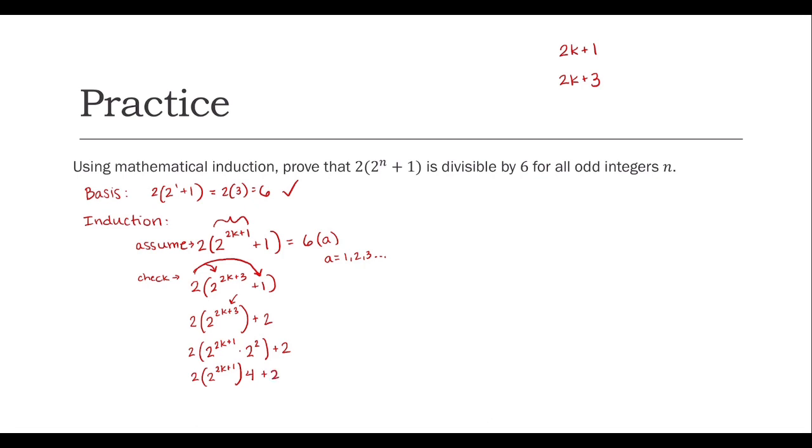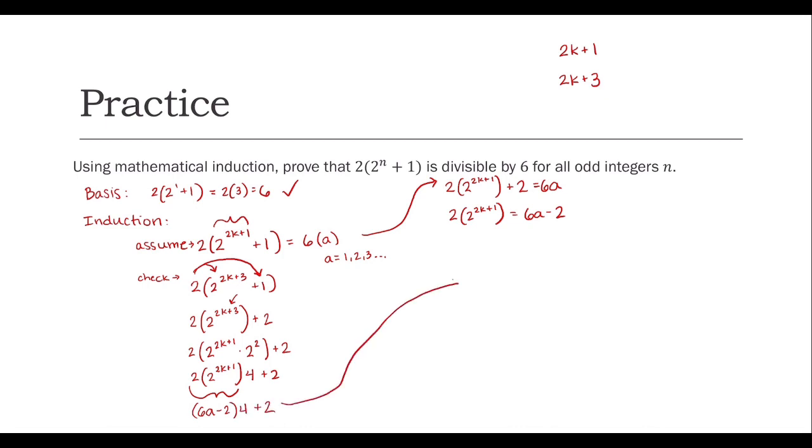So now we want to rearrange our assumption so that we can plug it in. So we'll go over here. So we have 2 times 2 to the 2k plus 1 plus 1. So we're going to distribute that 2 in. So we have 2 times 2 to the 2k plus 1 plus 2 equals 6a. And then we'll subtract our 2 to get 2 times 2 to the 2k plus 1 equals 6a minus 2. So now we can plug that 6a minus 2 into here because they're both equal to 2 times 2 to the 2k plus 1. So we have (6a minus 2) times 4 plus 2.